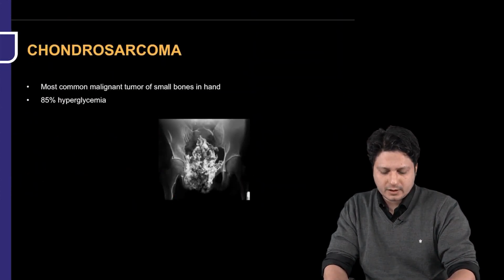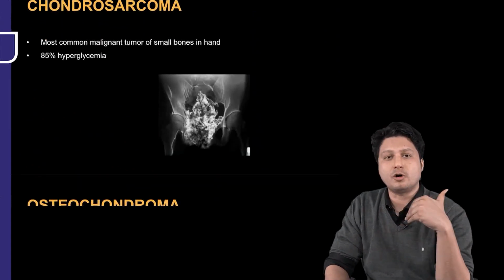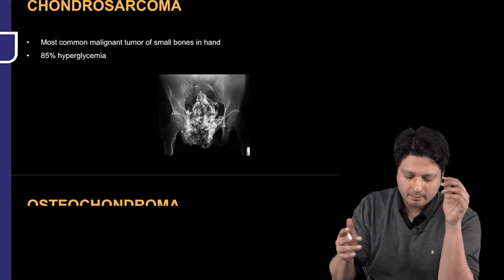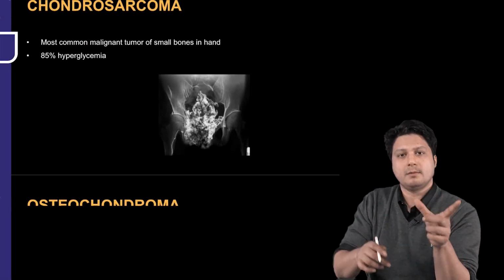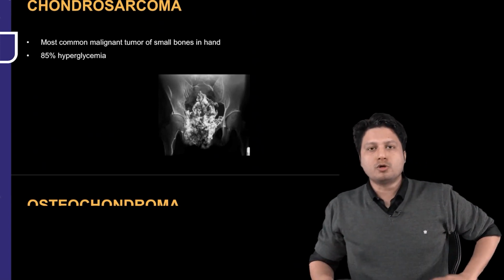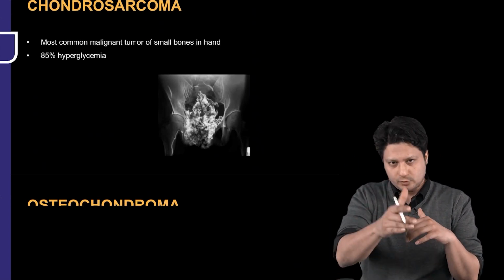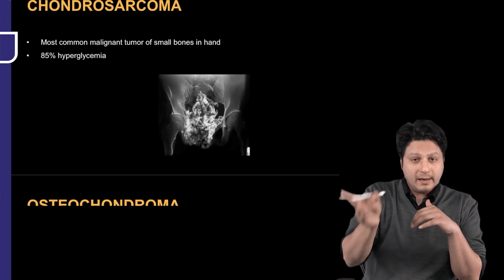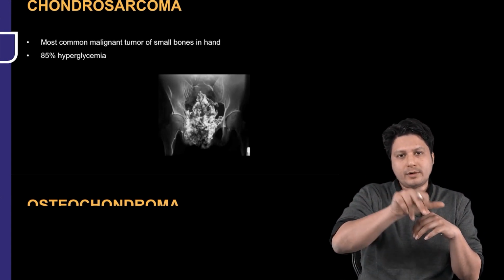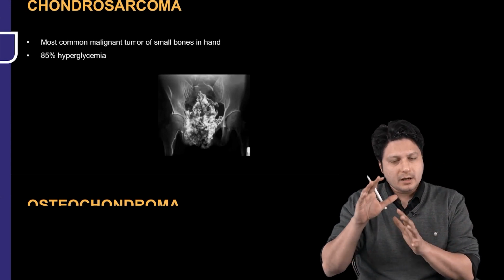next in the line of the tumors is the chondrosarcoma. You know, there are 2 chondrosarcoma related facts that you have to remember. The one, it is the most common malignant tumor of the small bones in hand. The most common tumor of a bone in hand is enchondroma, but enchondroma is not a malignant tumor. The most common malignant tumor of a bone in hand is going to be a chondrosarcoma.